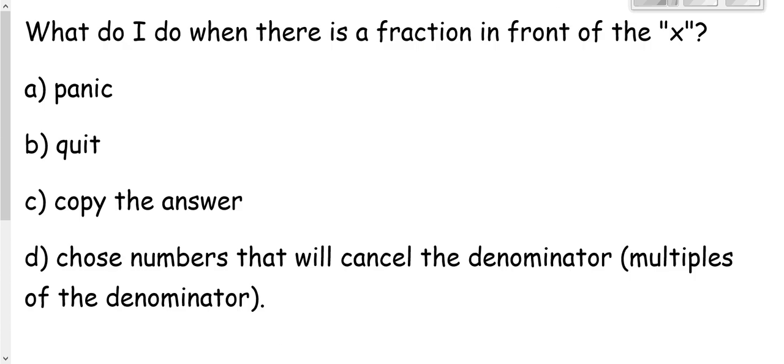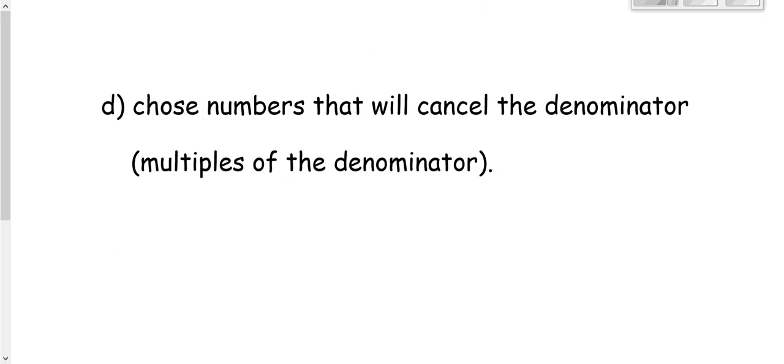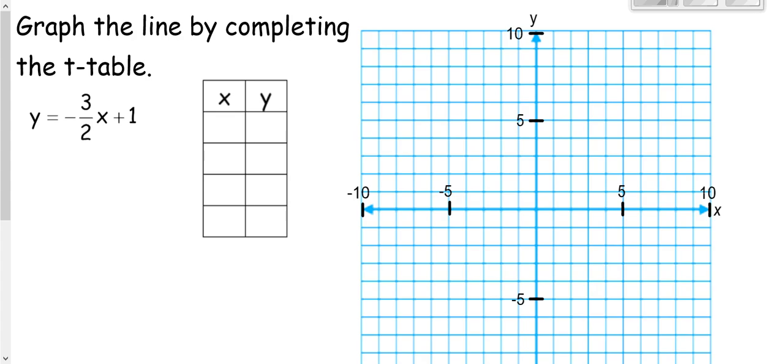Awesome. So now, what are we going to do when there's a fraction in front of the x? Do we panic? Do we quit? Do we just copy the answer? Or should we choose numbers that cancel out that denominator? Remember, we get to pick our input. Correct answer? We're going to choose numbers that cancel the denominator. We're going to use multiples of the denominator. What do I mean by the denominator? Looking at this fraction, -3/2, which one of those is the denominator? It's the 2.